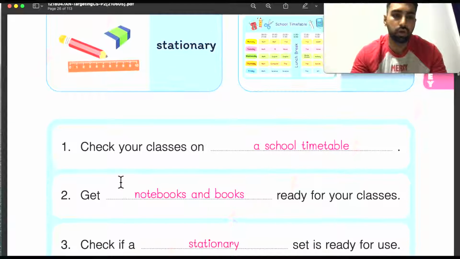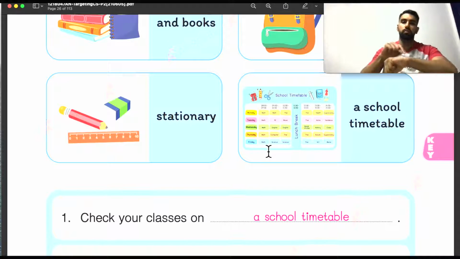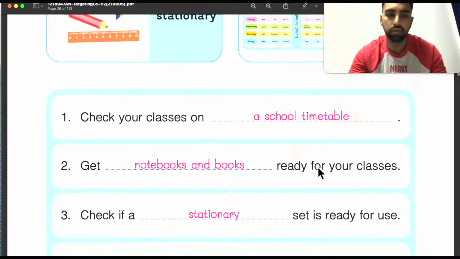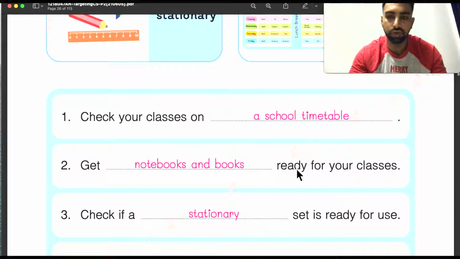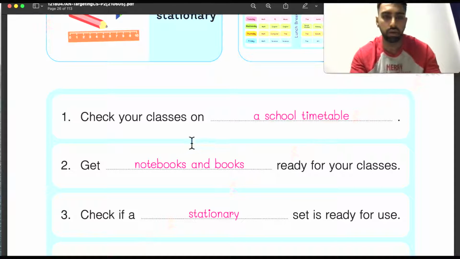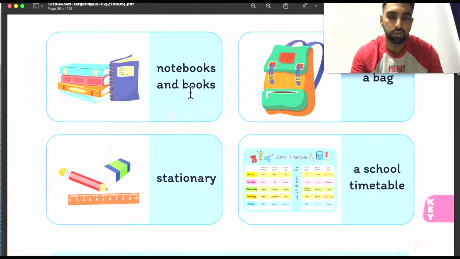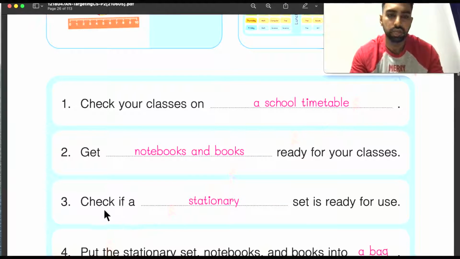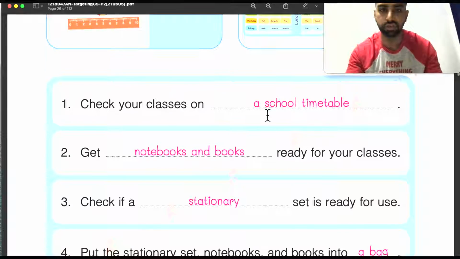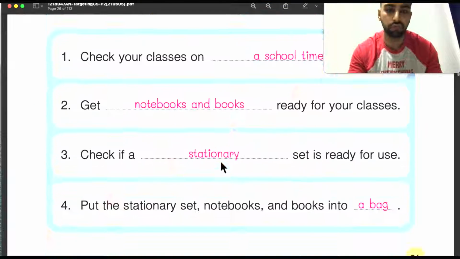So number 1, what you have to do is check your classes on the timetable. How can you check your class? What time you have a class? So you have to check the time on a school timetable. Okay, get books ready for your school. What you have to get ready? Books and notebooks. All right, where are the books? Here. Okay, and then check if the stationery set is ready for use. Okay, the pencil, a ruler, everything, your stationery. Okay, you have to make sure it's ready.